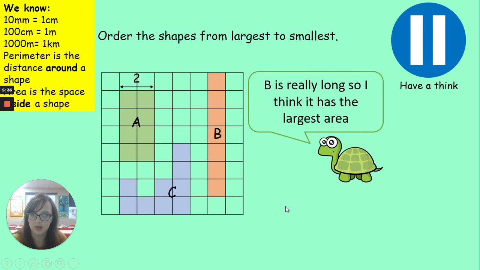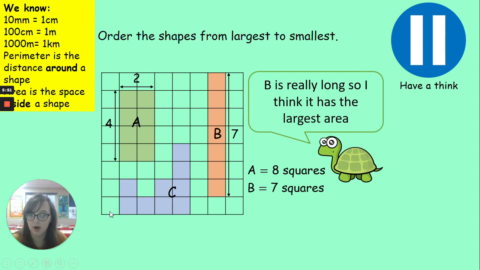So let's work out the area of shape A. We have 2 rows and 2 columns of 4 there. So 2 lots of 4 is 8. In B, we have 1 lot of 7. So B is 7 squares. In C, we've got rather a strange shape, so we might want to count this one up individually. We've got 9 squares in C.